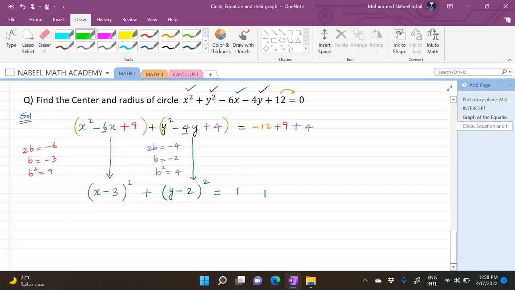Now this is in the standard format of the equation of a circle, and now I can easily compare. This is my h, this is my k. And what about the r square? This one. The center is (h, k). One more thing you have to remember: the h is always with x and k is always with y. So the center is given by (3, 2). Now what about the radius? The radius r square is given as 1. If you take the square root, you will get 1. Therefore, r is equal to 1.